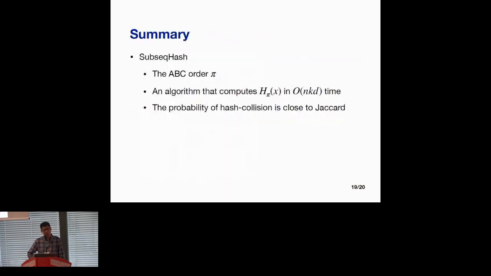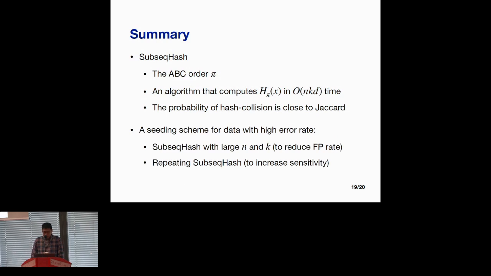All right. To summarize, we propose subseq hash that uses the smallest subsequence as seed. To make it practical, we design a new order, the ABC order, and design an algorithm that can calculate the smallest subsequence under this order in polynomial time. We show experimentally that the probability of hash collision is close to the theoretical value. So we propose this new seeding scheme for data with high error rate.